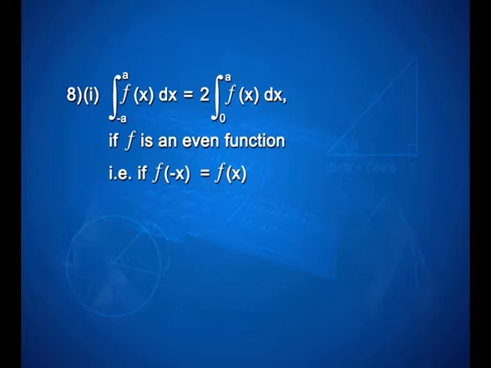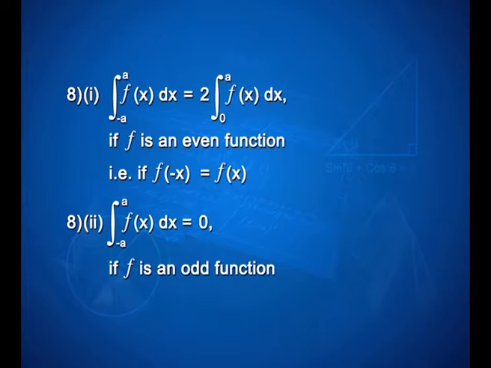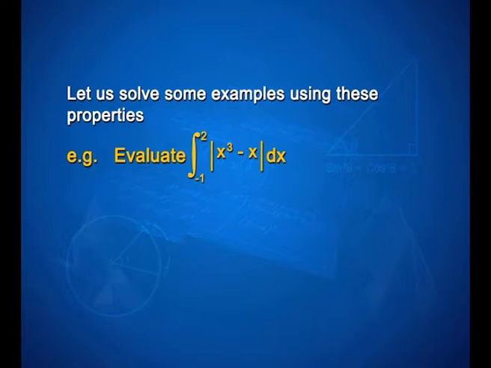And another property is integral minus a to a f of x dx is equal to 0 if f is an odd function, that is if f of minus x is equal to minus of f of x. Now, let us solve some examples using these properties. First example, evaluate integral minus 1 to 2 modulus x cube minus x into dx.